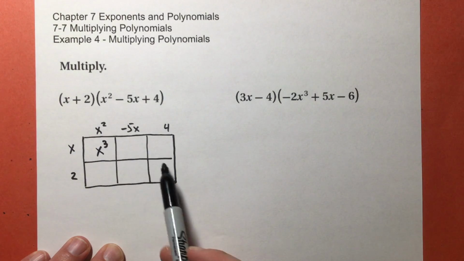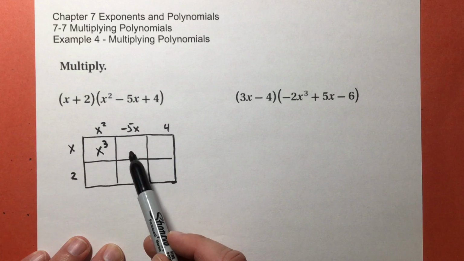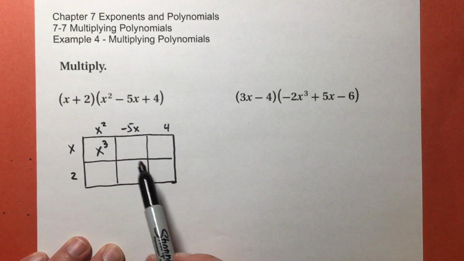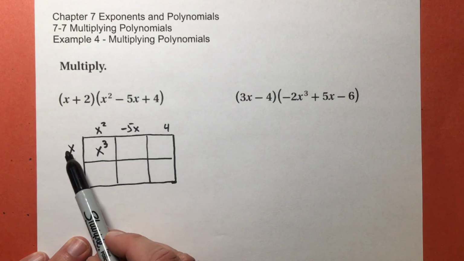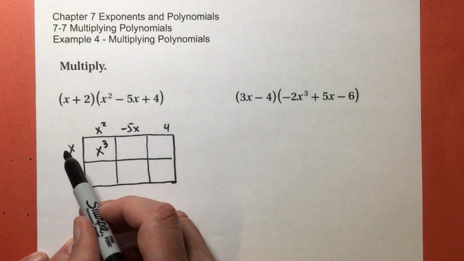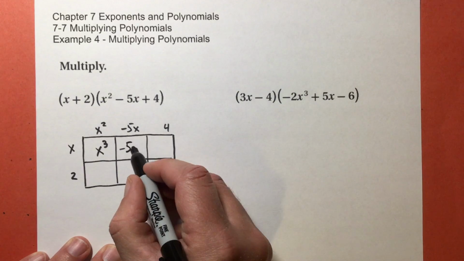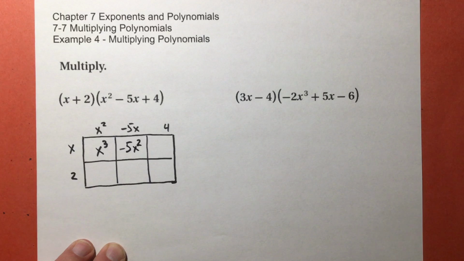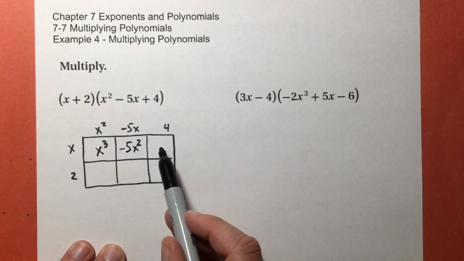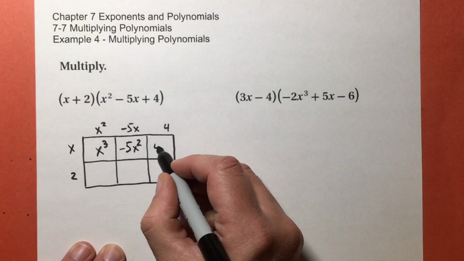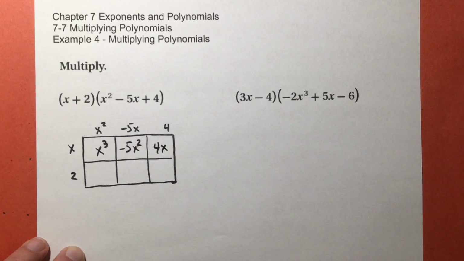In this box, and it doesn't matter what order you go in the box, I could have gone here, could have gone here, could have gone over here. It doesn't matter. You're going to fill them all in anyway. This is going to be x times negative 5x. So 1 times negative 5 is negative 5. x times x is x to the second power. And just finishing off the first row, I get x times 4, but I write it 4x. I put the 4 in front.